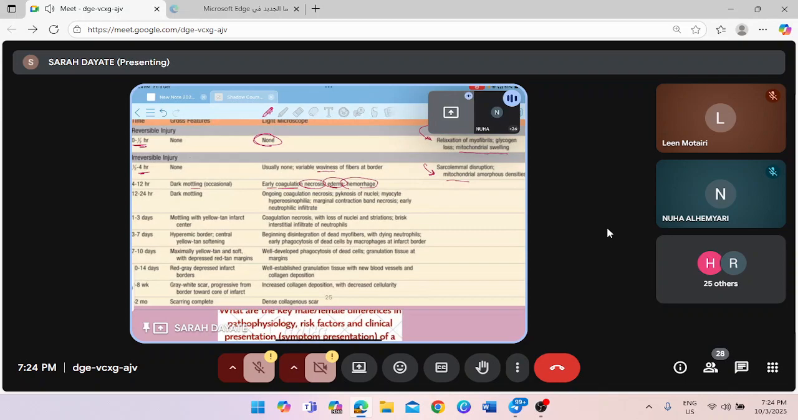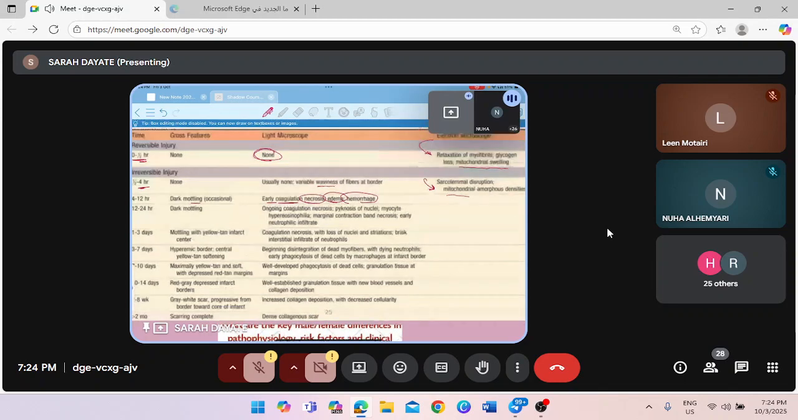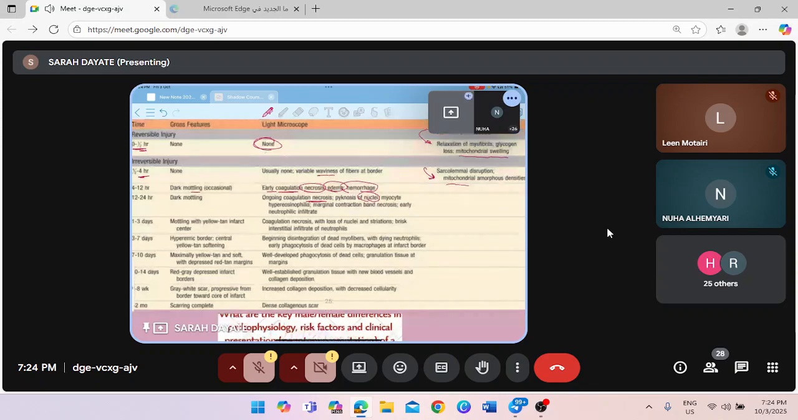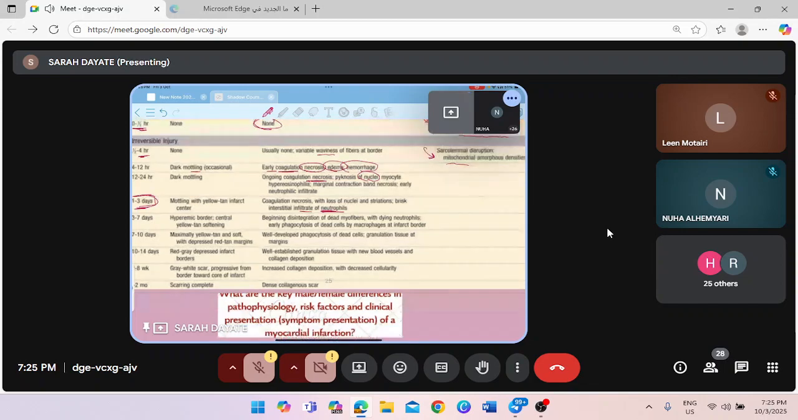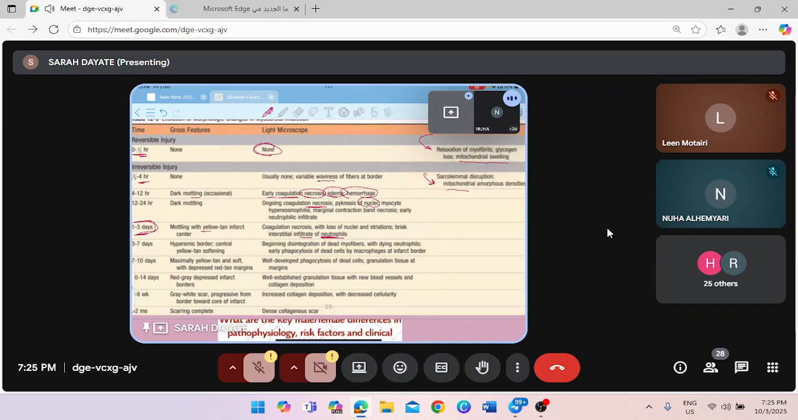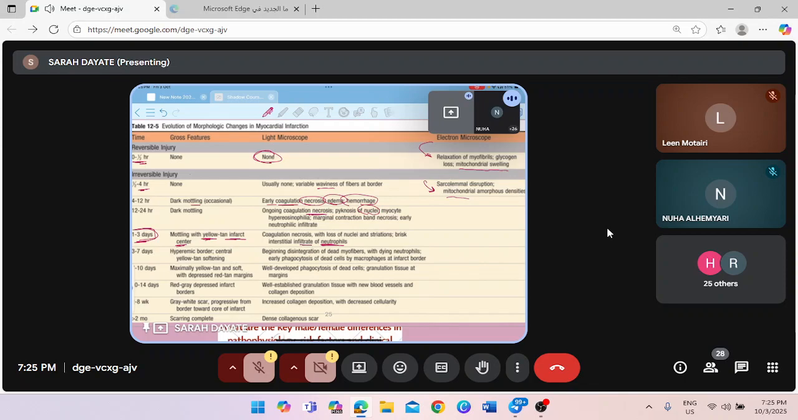12 to 24 hours, so it's been a day. Also, a dark mottling, and in the light microscope, we have necrosis that has started, with karyolysis of the nuclei, so the nuclei are disrupted. We have early neutrophils, but in 1 to 3 days it's so clear that there is infiltration of the neutrophils, so focus on this. And in the gross, you will see a yellow or tan infarct center. So in gross and light microscope, it's important to know the differences.